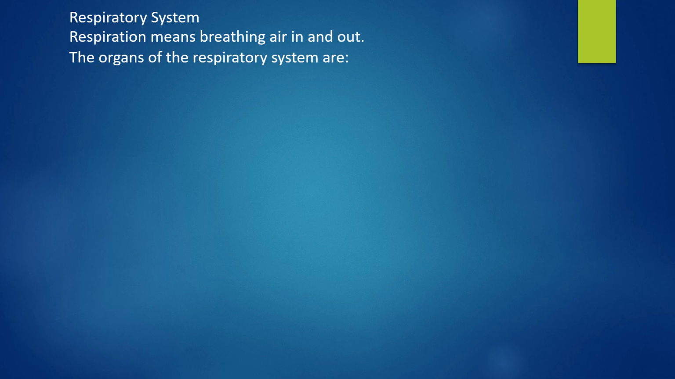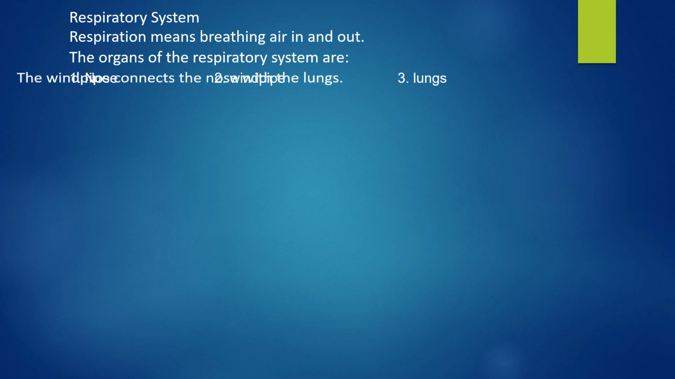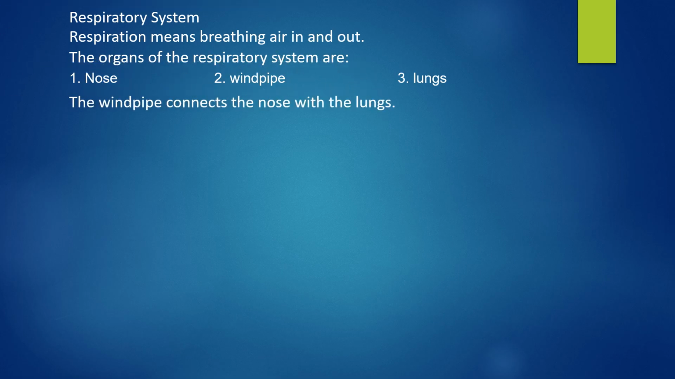The organs of the respiratory system are the nose, windpipe, and lungs. We can see the nose, but the windpipe and lungs we cannot see. These are all situated inside our body. The windpipe connects the nose with the lungs.